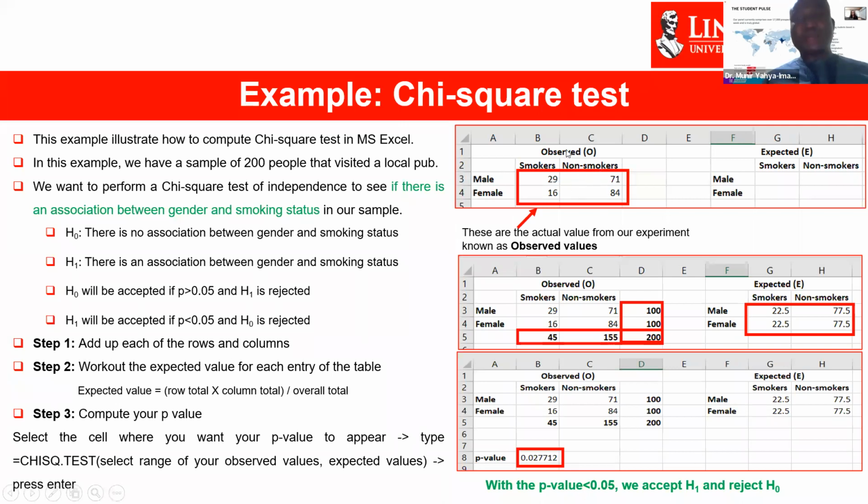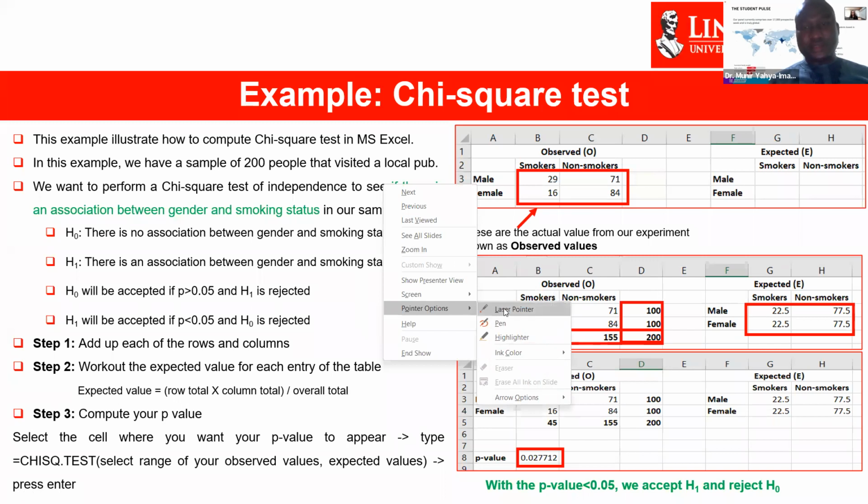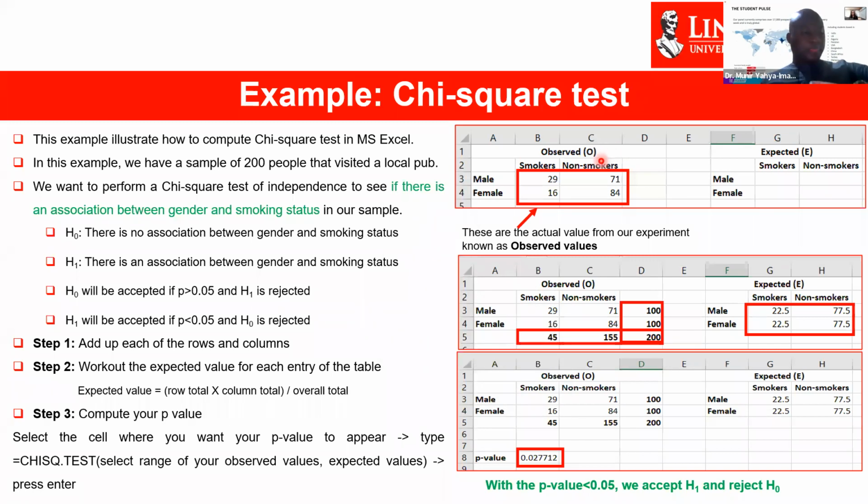First of all, you need to have what is called observed data as well as expected computation. Now, the observed data are the records that were gotten from the local pub. They were categorized into two: we have the smokers and we have the non-smokers. For smokers, of course, we have male and female. For smokers who are male, we have 29, and males that are non-smokers, we have 71. For smokers who are female, we have 16, and for non-smokers who are female, we have 84. So these are what we're recording.